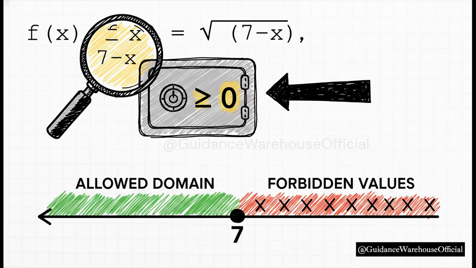So we just write down an inequality. 7 minus x has to be greater than or equal to 0. A little bit of algebra, and that tells us that x has to be less than or equal to 7. And that right there is our domain.